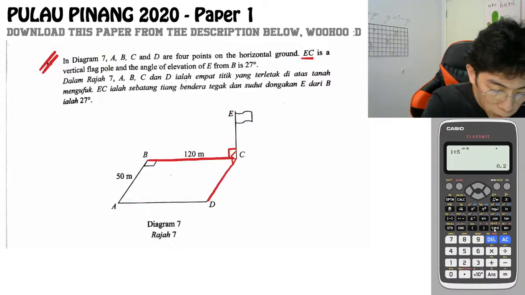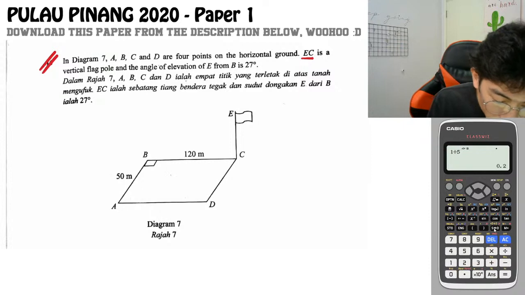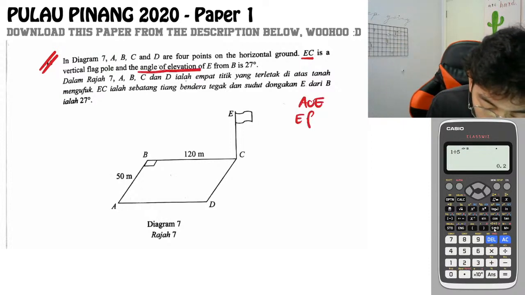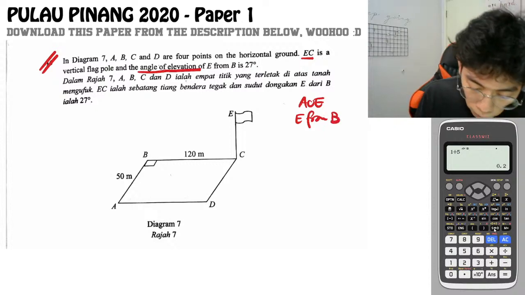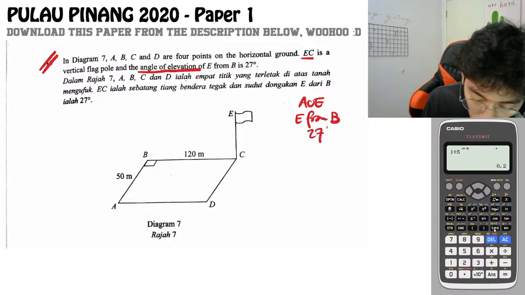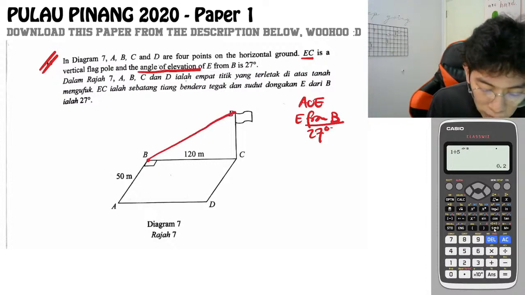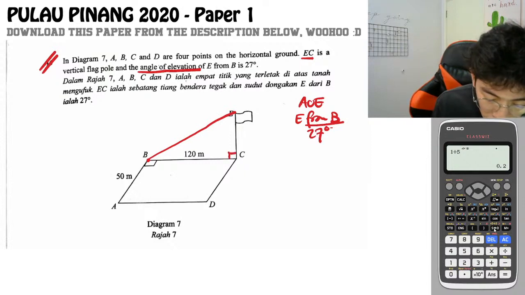Okay, now I'm going to take this away and see what they want. Angle of elevation of E from B, 27. From B means you go to B, okay? You are looking towards E, right? So you are looking towards E, and the right angle triangle that you can form is actually this.